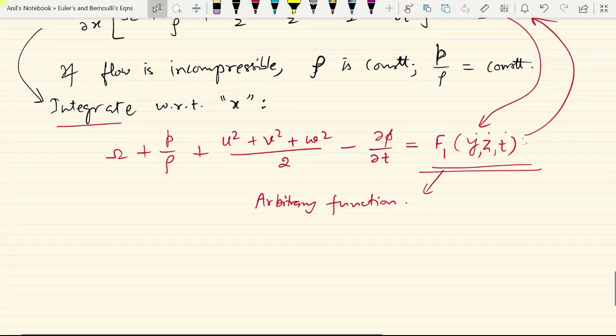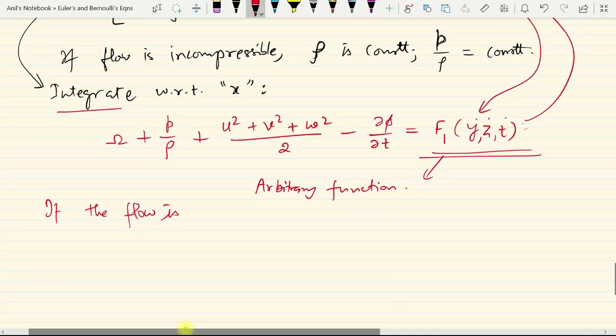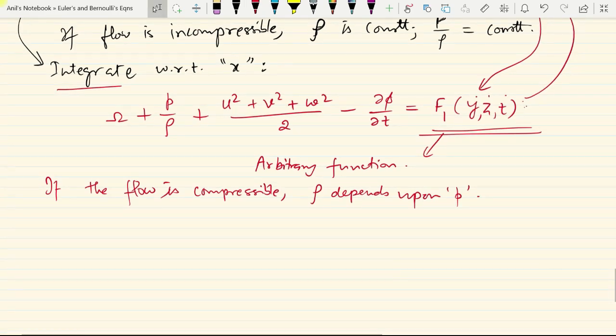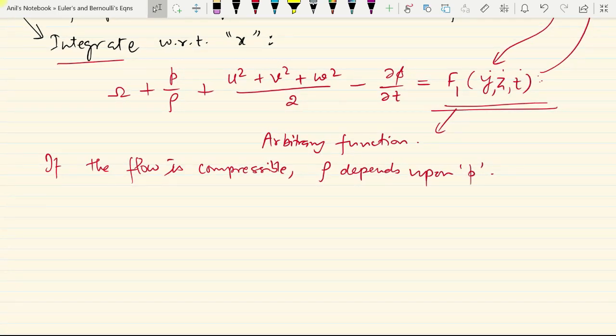Now, if the fluid is compressible, if the flow is compressible, or the fluid is capable of changing its volume under pressure, then what happens? Then rho, that is density, depends upon pressure. So pressure will change density because it will change volume. Mass will remain constant, therefore density will change.